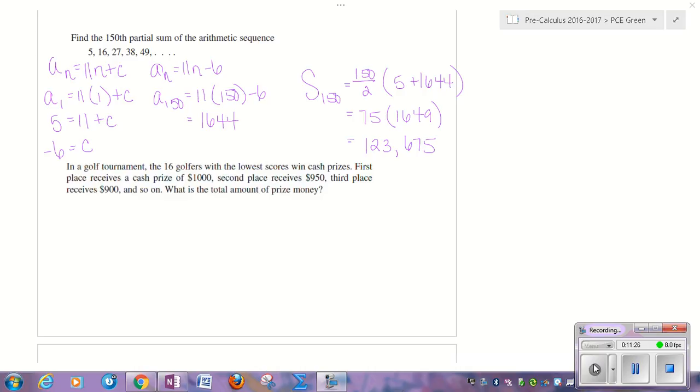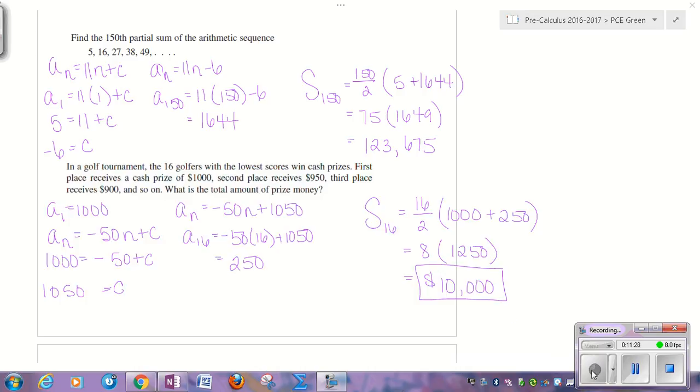All right, good luck. All right, give yourself a pat on the back if you came up with $10,000. Okay, total prize money there, 10,000. First term was 1,000. The 16th term was 250. I got that by finding the general form and then finding the 16th term and then got the 10 grand by using the sum formula.